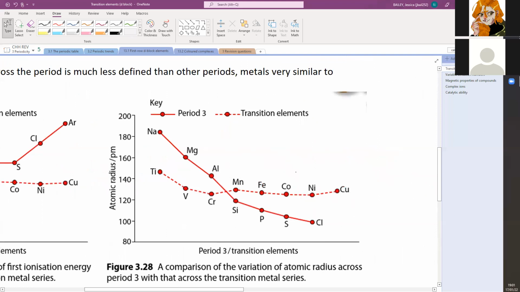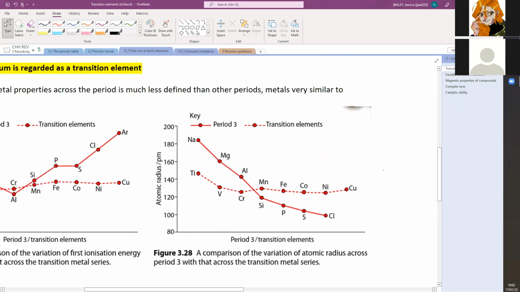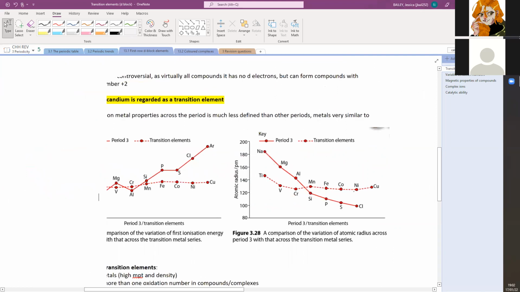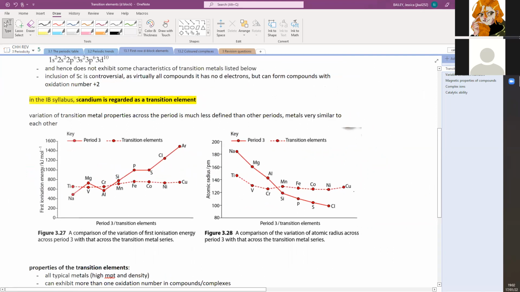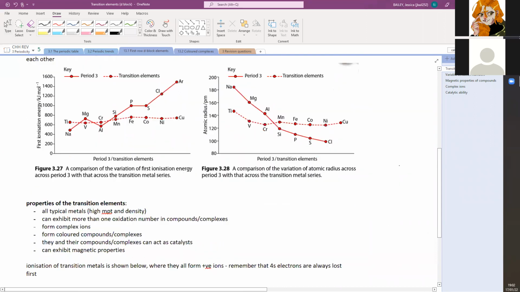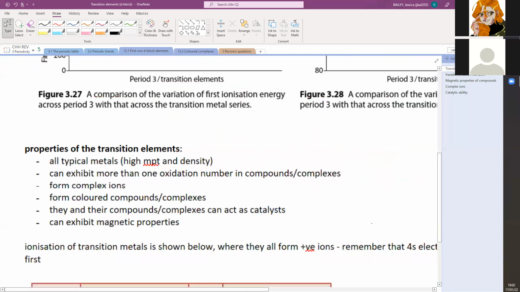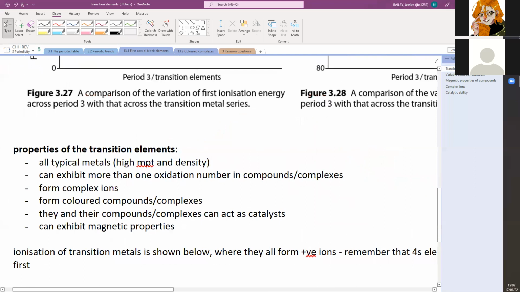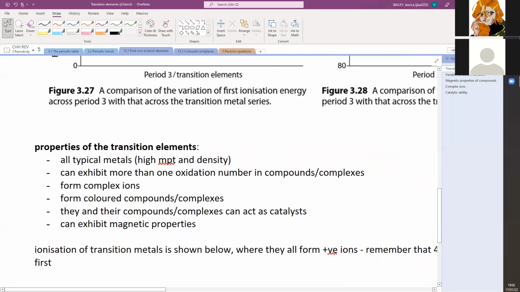Same with atomic radius, they're pretty consistently shaped. So that's just things to note. Transition metals are very similar to each other. Now these are properties in the chemistry syllabus guide. They literally just list all of these and they expect you to know that all of them are the properties of transition elements.